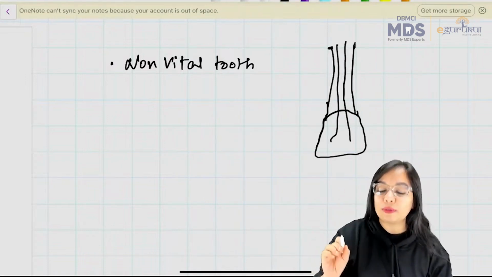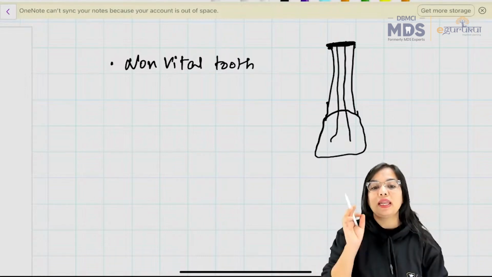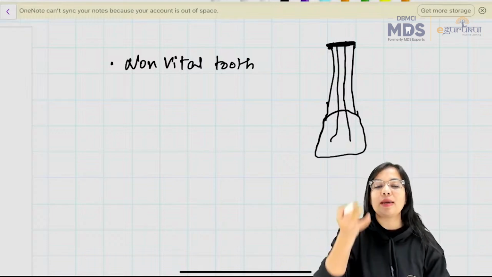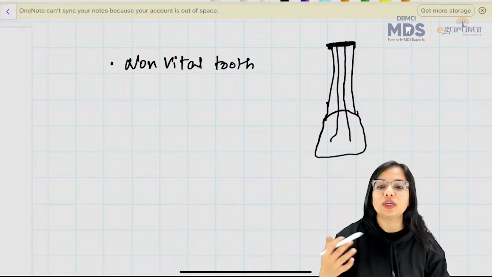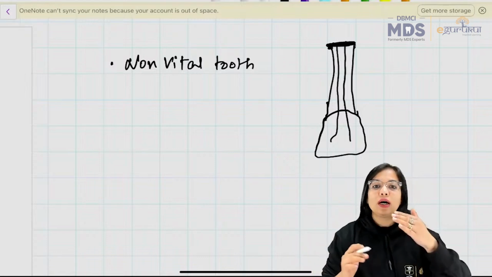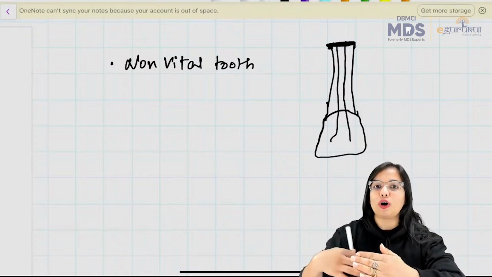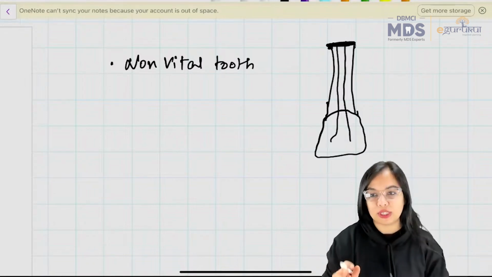Hence you need to do a procedure such that you form a barrier at the apex, and hence it is called fixing the apex, which is also called apexification. So that is the meaning of the term apexification: you are creating a barrier, or you are fixing the apex, so that you can obturate very easily. You get a stop for the obturation procedure, right?